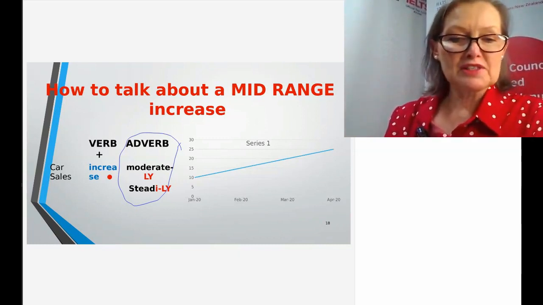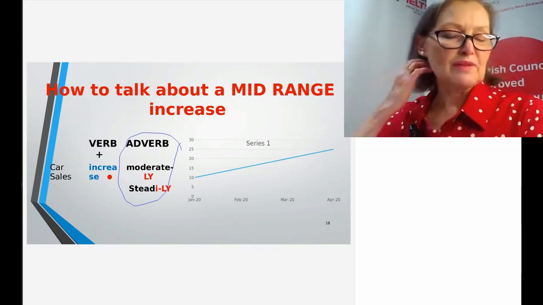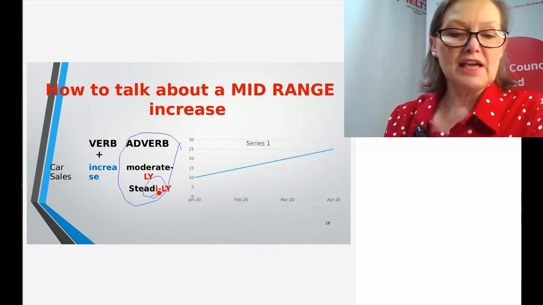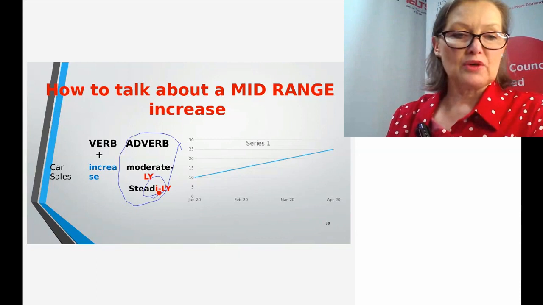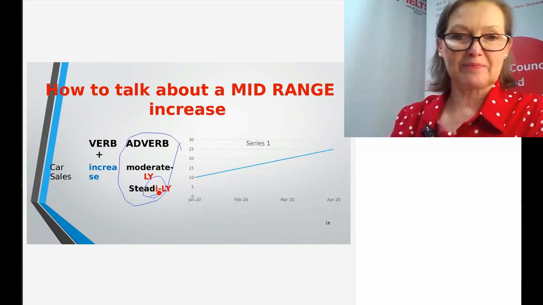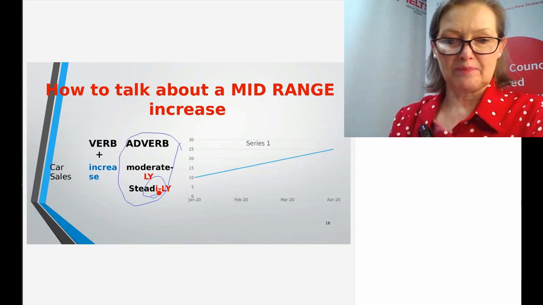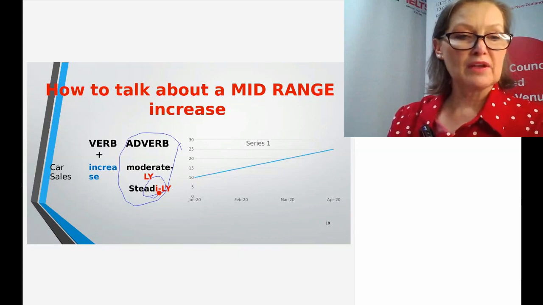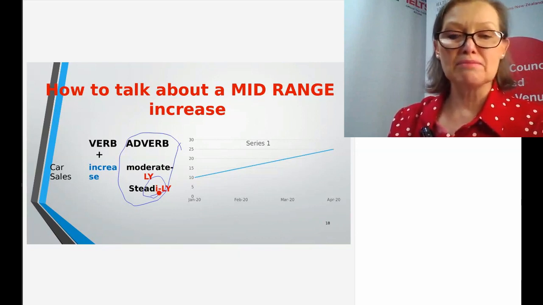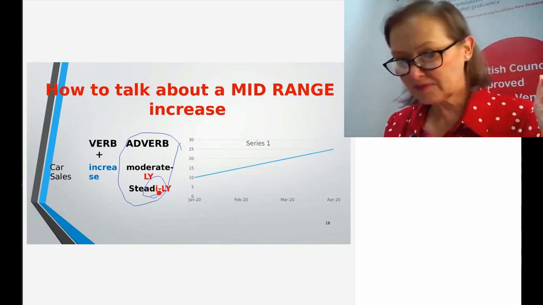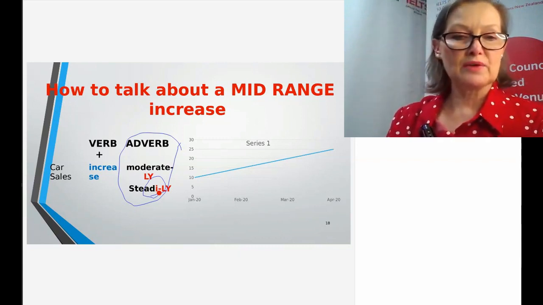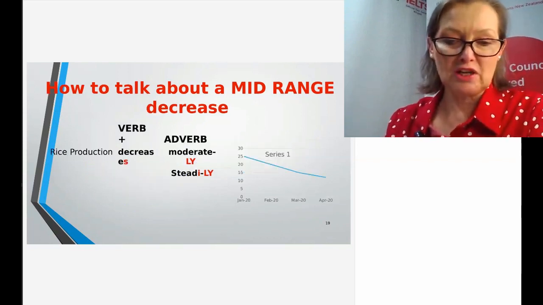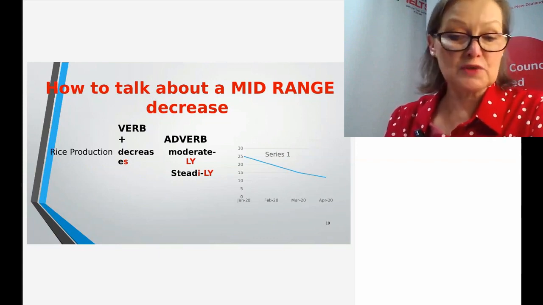Now have a look at this I here. Over the years, I've seen students not put in that I or write a Y. Remember our grammar rule for steadily, Y becomes I. So car sales increase steadily. And let's have a look at how we talk about mid-range decrease. Once again, we could say rice production decreases moderately. Or rice production goes down moderately. And in a moment, I'll give you a chance to practice writing some sentences using all these verbs.